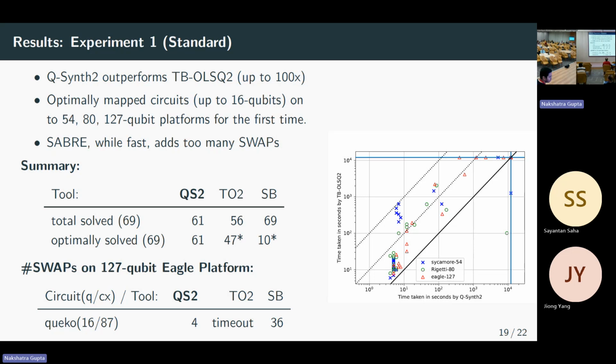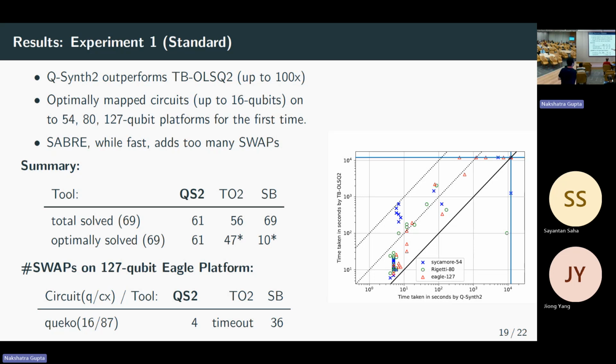There are 3 types of dots, depending on which platform it is. And here we can clearly see that we outperform TB-OLSQ2, sometimes up to 100 times. And for the first time, we optimally mapped several circuits up to 16 qubits onto these large qubit platforms. And Sabre is extremely fast. It maps everything in a couple of seconds, but adds way too many swaps.